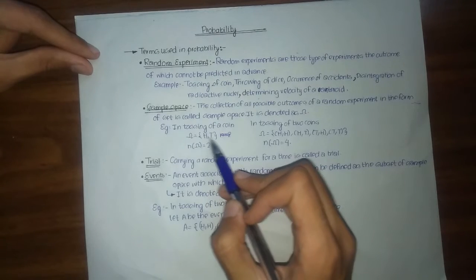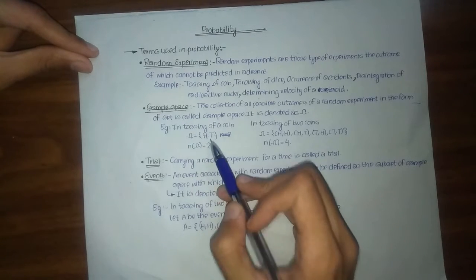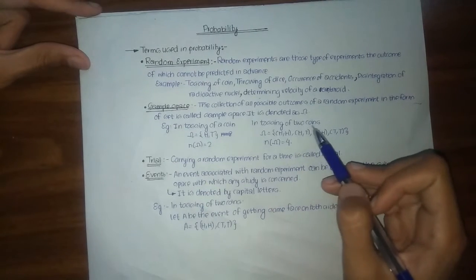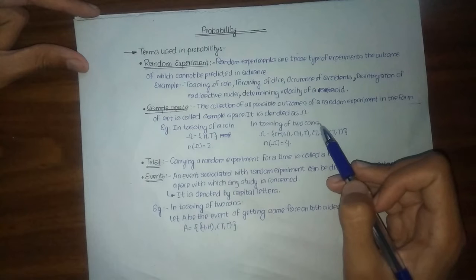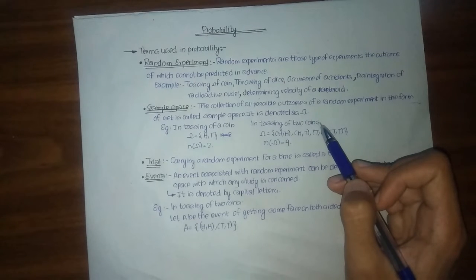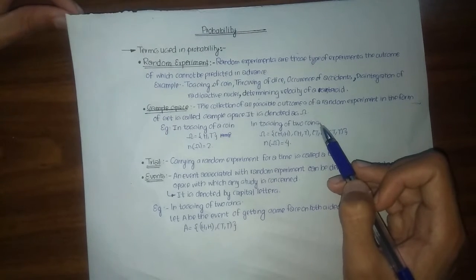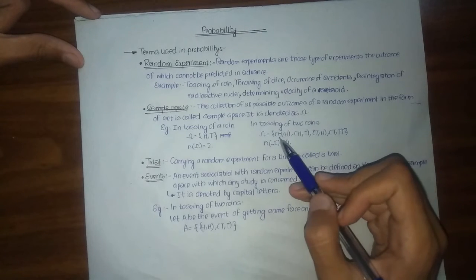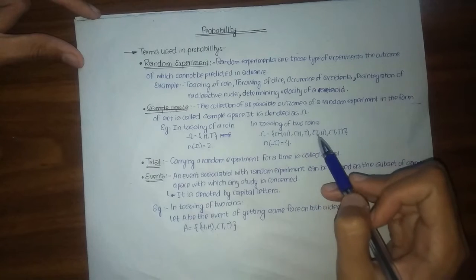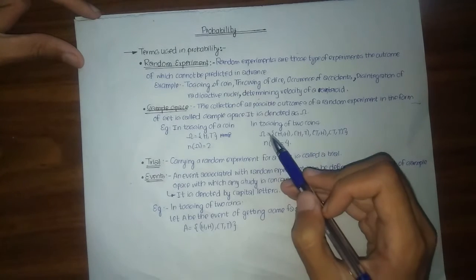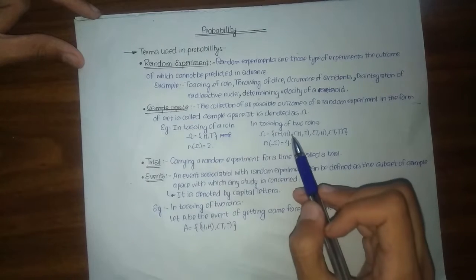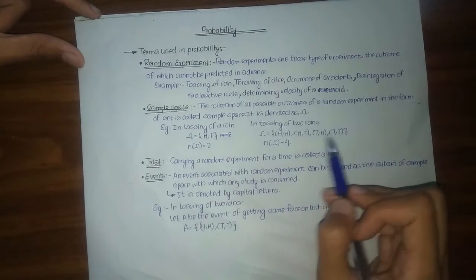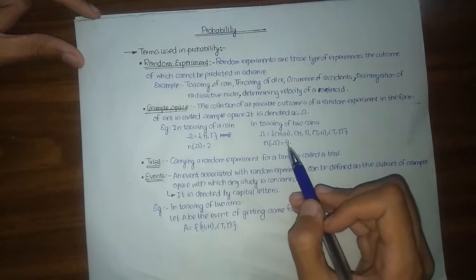So simply the collection of all the possible outcomes in the form of a set is called the sample space, and we have n(omega) equals 2. Similarly for tossing of two coins, in this case also we might not say what exactly will be the outcome of this random experiment, but what we know is the possible outcomes are either head head, head tail, tail head, or tail tail. So basically sample space is listing all the possible outcomes in curly brackets in the form of a set. So here n(omega) equals 4.